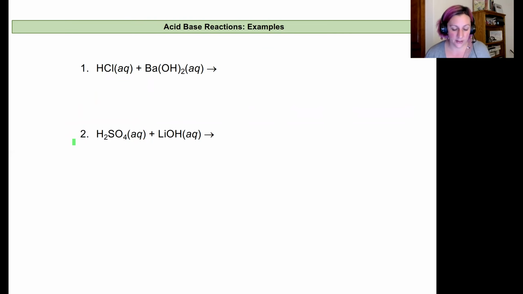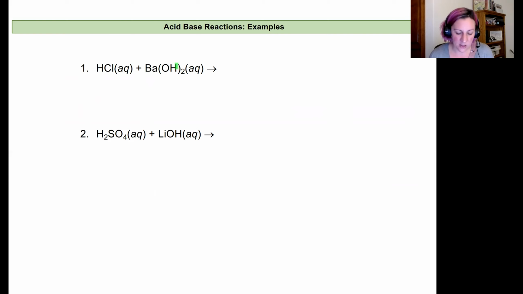So I'm going to do a couple examples, and then there'll be another video with a practice problem you can try first. So what we want to do for these types of reactions is identify them as acid-base reactions, and then if we know the full chemical reaction, we also want to be able to predict the products. So looking at our first one, we have hydrochloric acid and barium hydroxide.